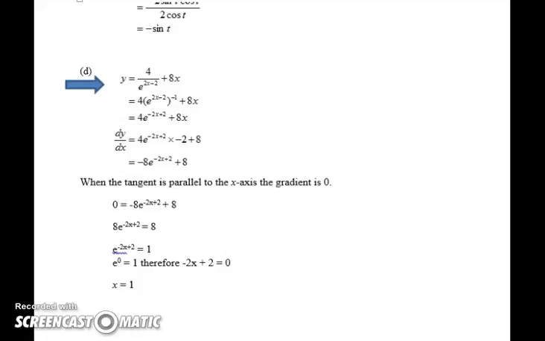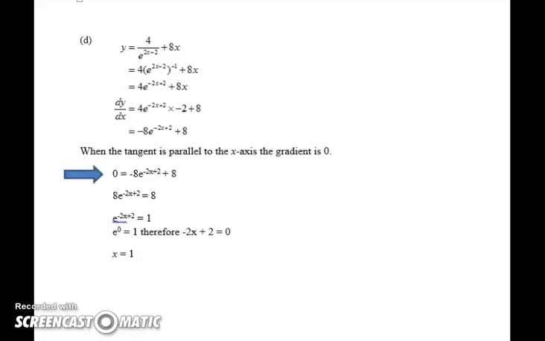So, by my method, I bring the bracket up to the power of -1, and I've expanded that bracket. So, 2x minus 2 to the power of -1 comes e to the -2x plus 2. And when I differentiate that one, I get 4e to the -2x plus 2 times -2 and plus 8, or -8e to the -2x plus 2 plus 8.